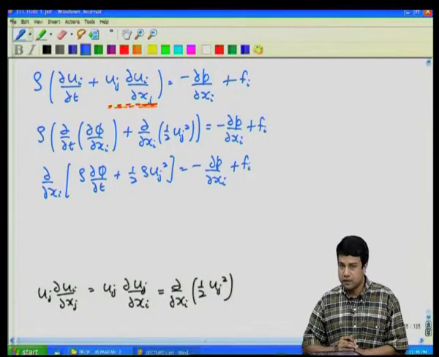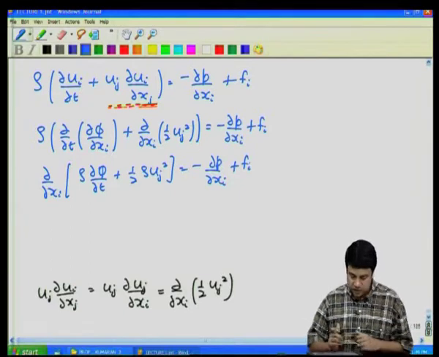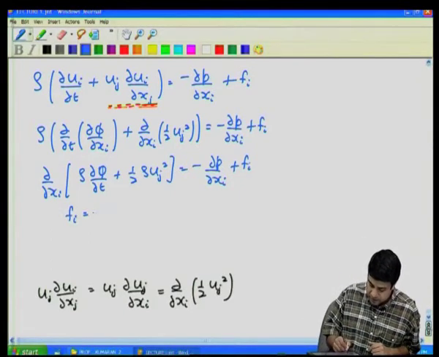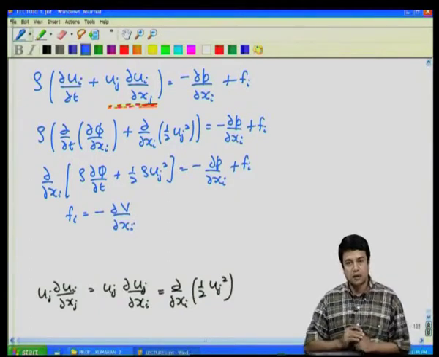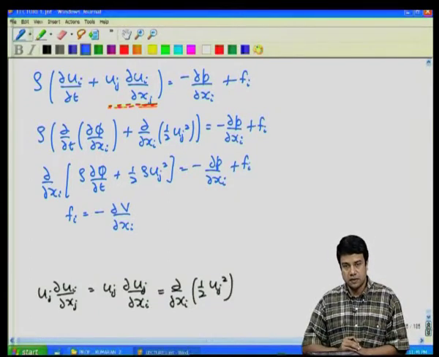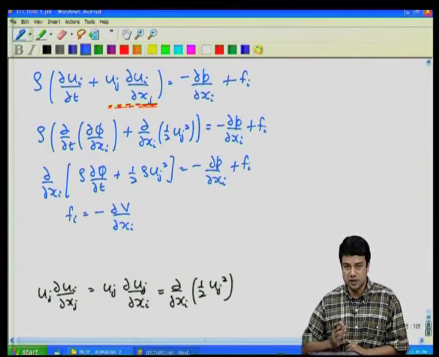We have gradients on everything except the body force. If the body force can also be written as the gradient of a potential, that is, it is a conservative body force, then the body force can be written as Fi is equal to minus the gradient of a potential. For example, in the case of gravitational force, the potential would just be rho g times the height. Therefore, the force would be rho times g acting in the direction of gravity.